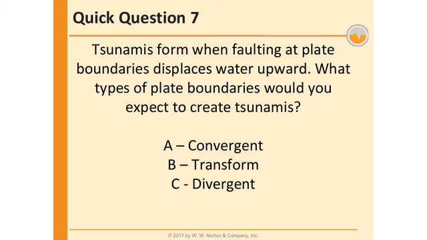Option B is transform boundaries, where plates slide past each other horizontally, typically not displacing water vertically, less likely generating tsunamis. Option C is divergent boundaries, where plates move apart, while causing volcanic activity. They are also less likely creating tsunamis. The correct answer is A, convergent boundaries.